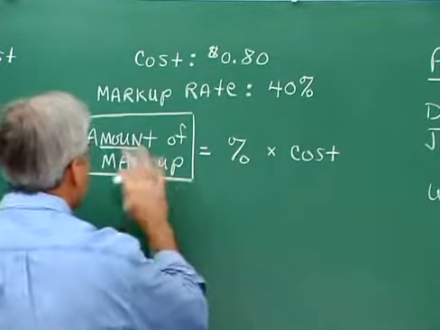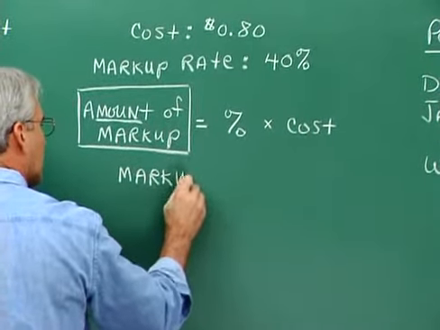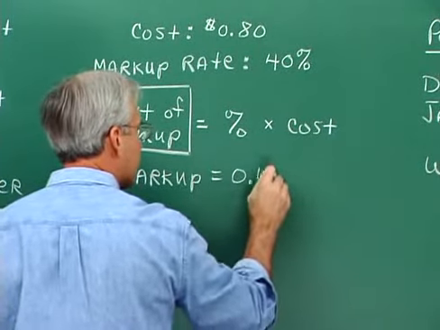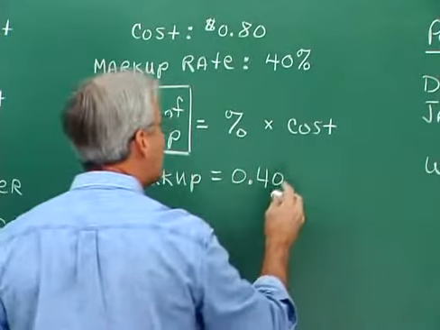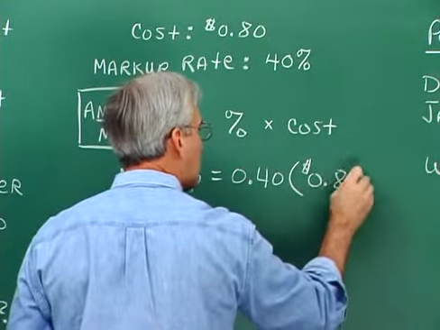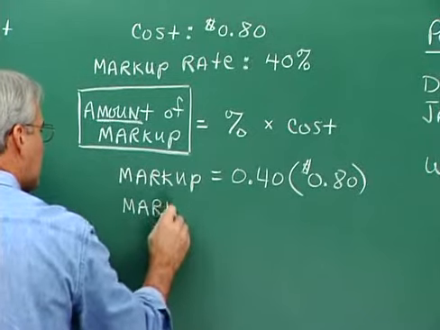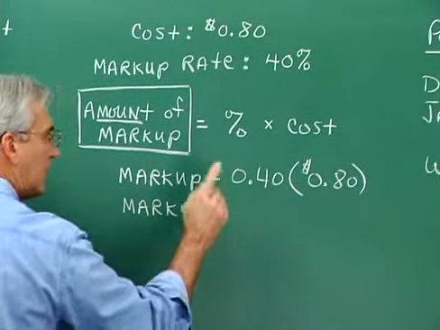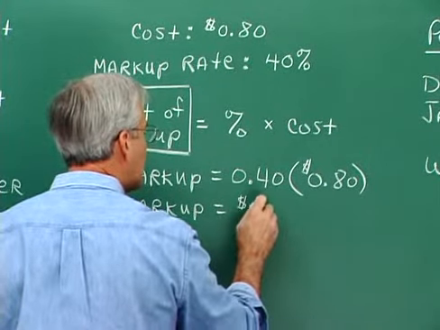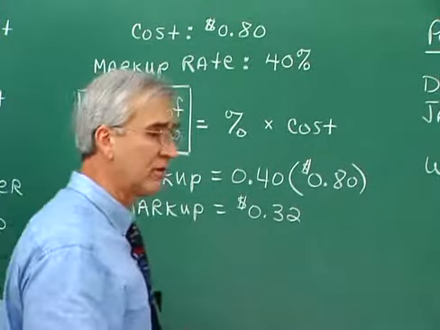All right, so let's see. This amount of markup then is, well, let's see, percent is 40%, and the cost of the item is 80 cents. So multiplying, we find that the markup is, this product turns out to be 32 cents. So the amount of the markup is 32 cents. Now, this answers the first part of the problem.